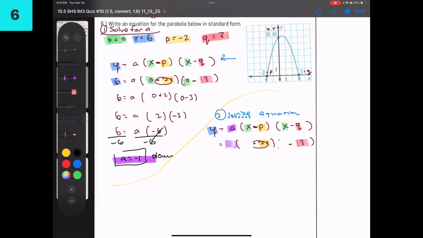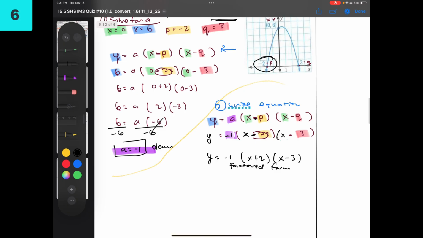Okay, let's go back. Y equals -1. You have your x. Pay attention. That one's still minus -2. Why? Because the minus sign must be in the formula and the p-value is -2. Okay, so this is factored form, but we need to get in standard form. So I think you got 3.5, you got factored. So now I just need to get rid of this.